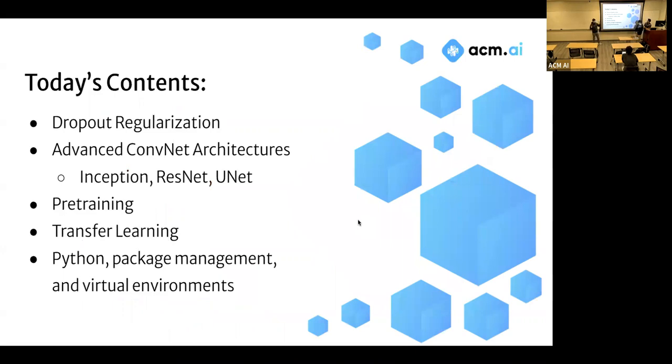So today we're going to be talking about the following things. We're going to be talking about some regularization techniques, which is the concept of, has anyone here not heard of the term overfitting? Or can anyone explain to me what overfitting means?